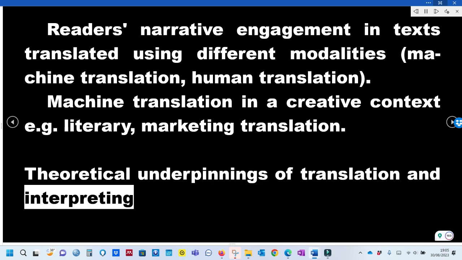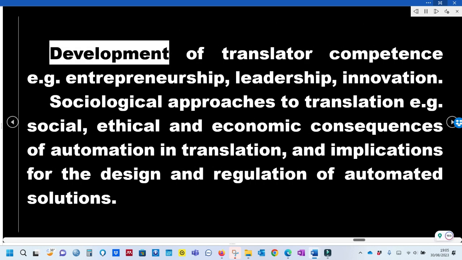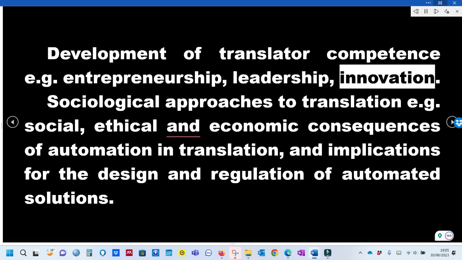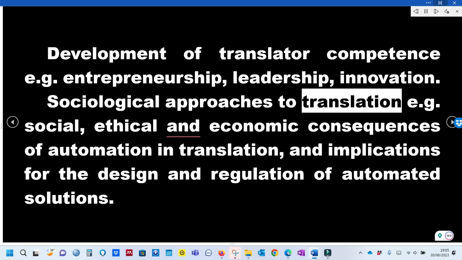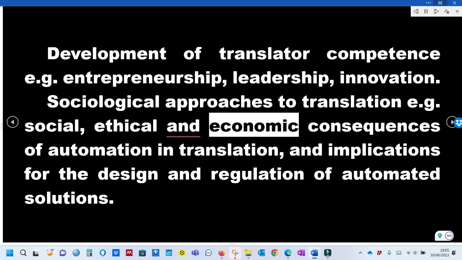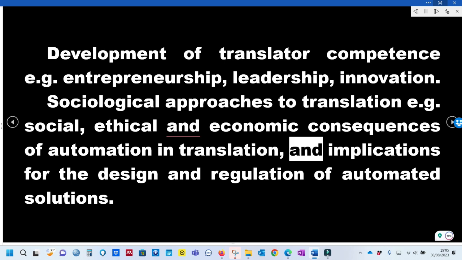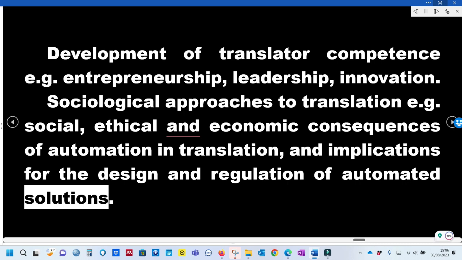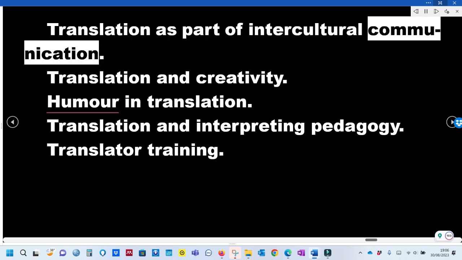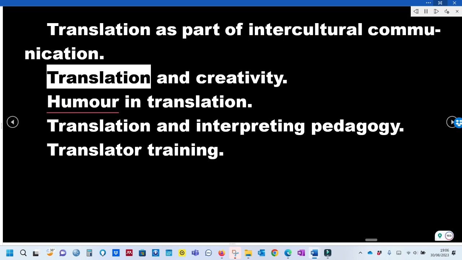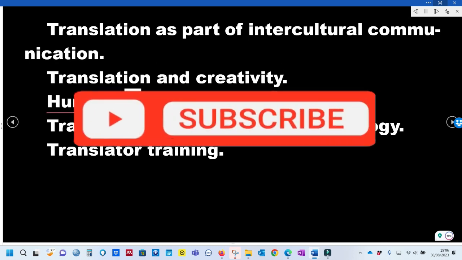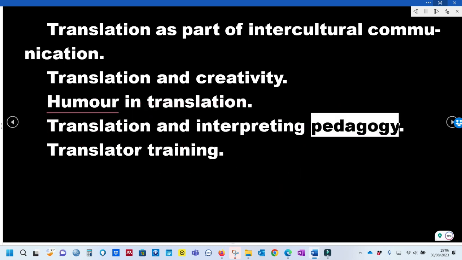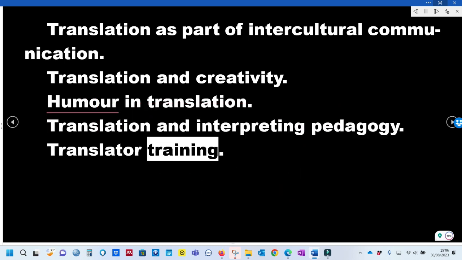Theoretical underpinnings of translation and interpreting. Development of translator competence, e.g. entrepreneurship, leadership, innovation. Sociological approaches to translation, e.g. social, ethical, and economic consequences of automation in translation, and implications for the design and regulation of automated solutions. Translation as part of intercultural communication. Translation and creativity. Humor in translation. Translation and interpreting pedagogy. Translator training.